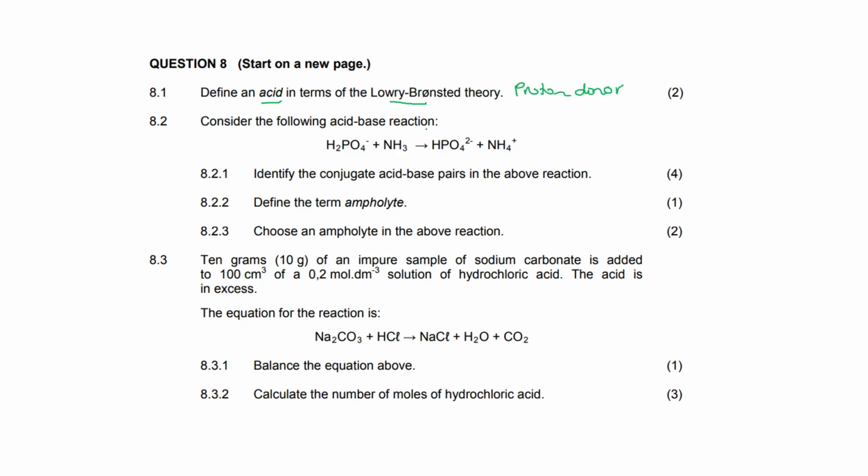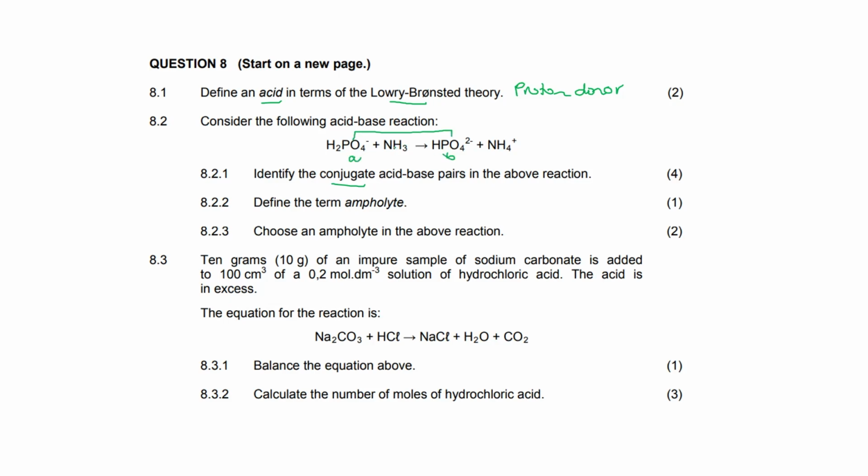8.2. They give us an acid-base reaction here and they tell us to identify the conjugate acid-base pairs in the above reaction. Okay, so if we take a look at the first one, oxygen, right? Oxygen usually has 2 negatives, but now it only has 1 negative. So it donated a proton. So that is the acid, and then the other one has to be the base.